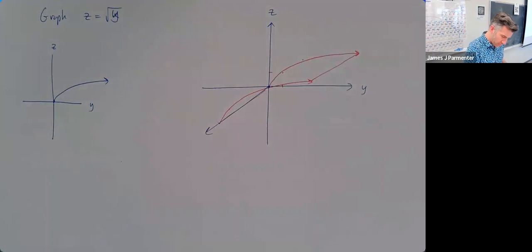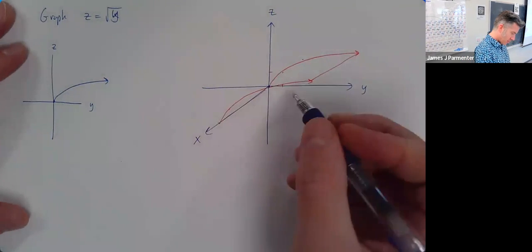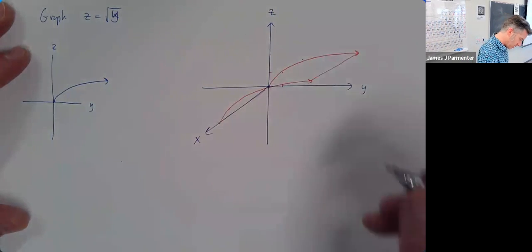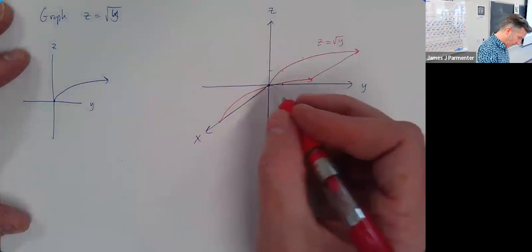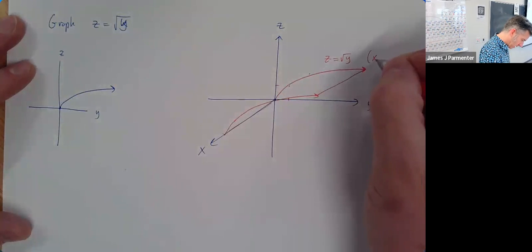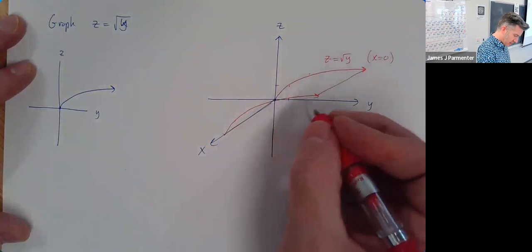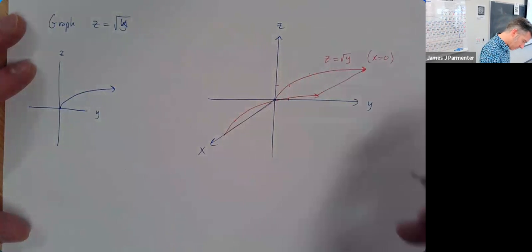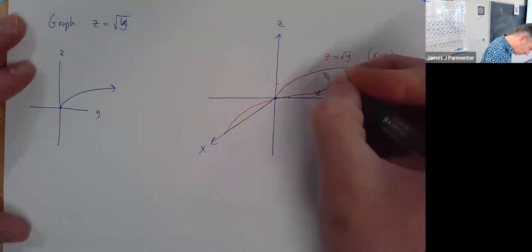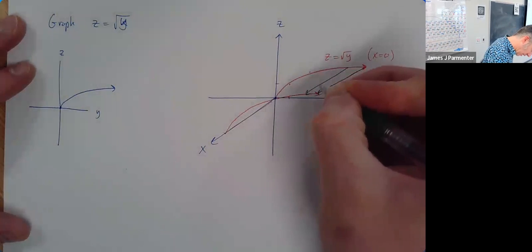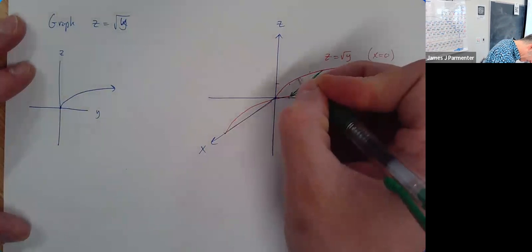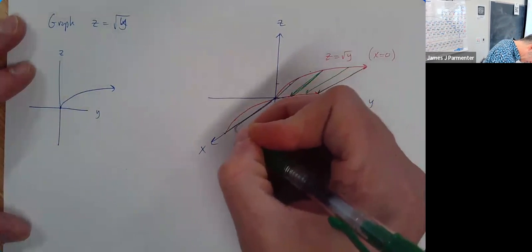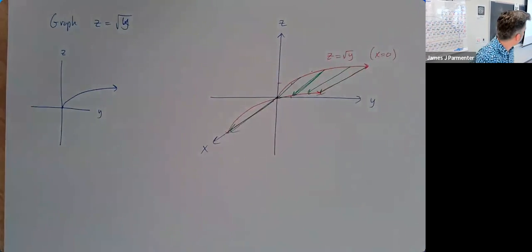So what I did here was I took my curve z equal to the square root of y in the yz plane where x equals 0, and I shifted every single point this much in the x direction. At least I tried to draw it that way. But again, it's not perfect.